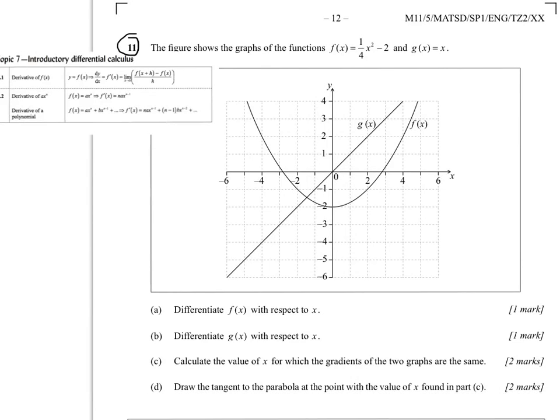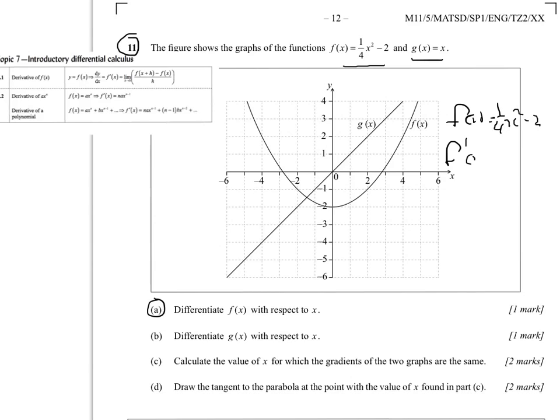Question 11. The figure shows the graphs of the functions f of x is equal to a quarter x squared minus 2 and g of x is equal to x. And we have these two graphs drawn up for us. Then it says A, differentiate f of x with respect to x.